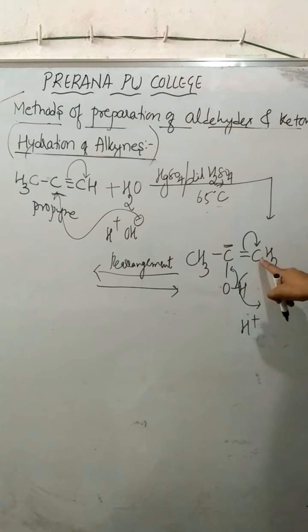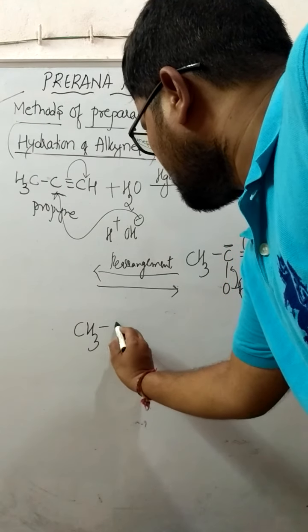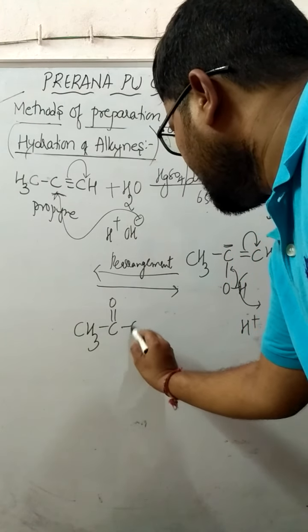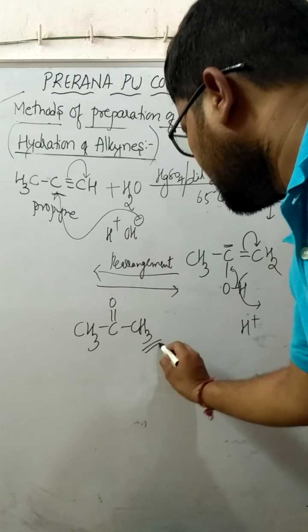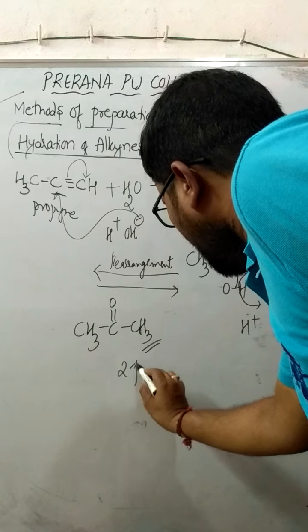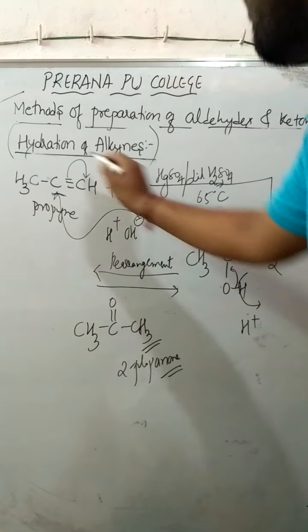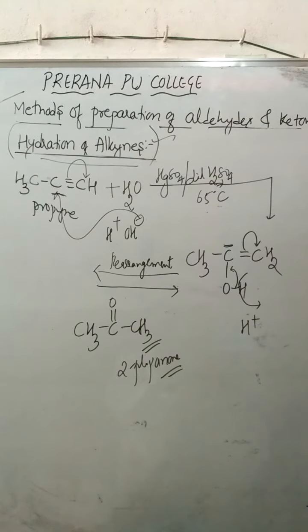Carbon becomes negatively charged, and the negatively charged carbon will accept the proton, such that here the product can be represented as what? Ketone, that is CH3 C double bond O CH3, which is also called dimethyl ketone, or I can also call it 2-propanone. So by this method, that is hydration of alkynes, we can prepare both aldehydes as well as ketones.